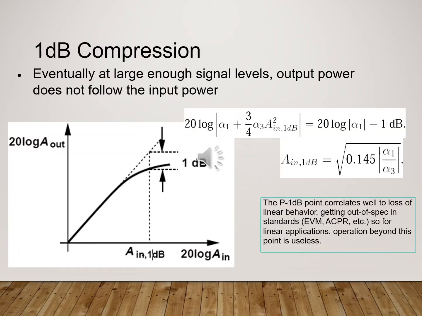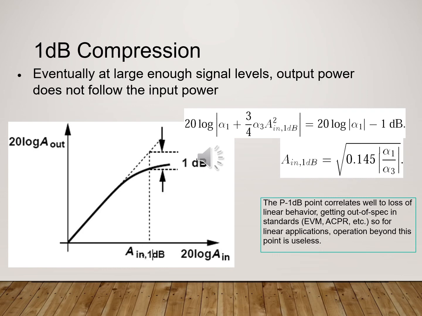1 dB compression. Eventually, after a large enough input signal level, the output power does not follow the input power, which means that we defined what we call 1 dB points. The 1 dB point correlates well to loss of linear behavior, getting out of specification standards like EVM and ACPR, etc. So for linear applications, operation beyond this point is useless.